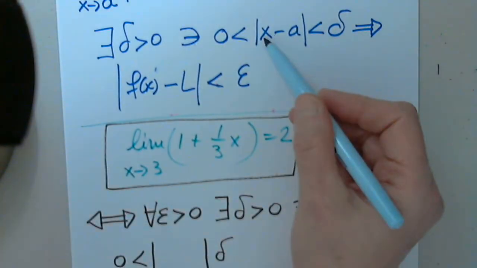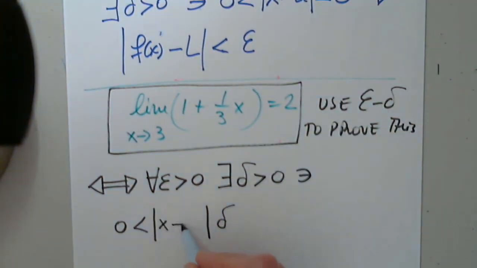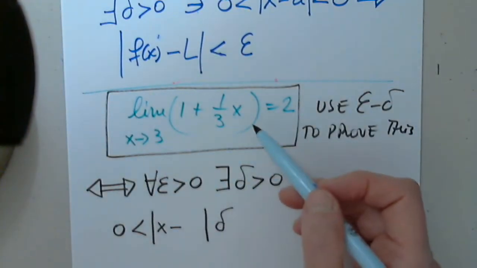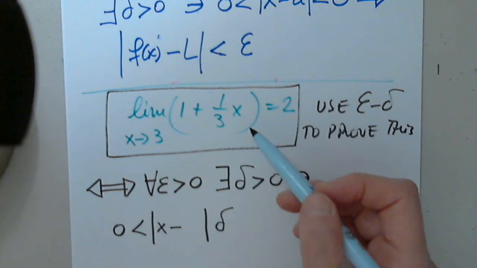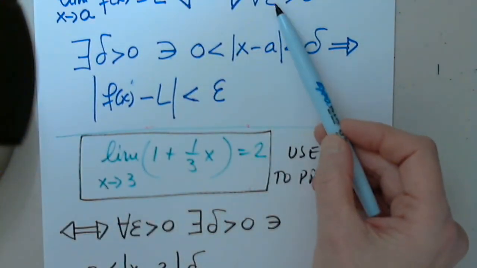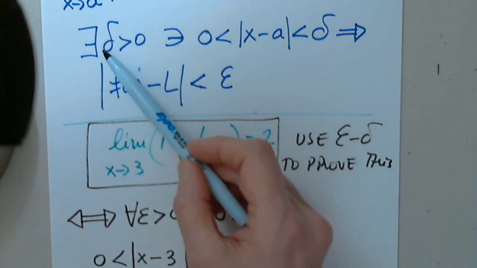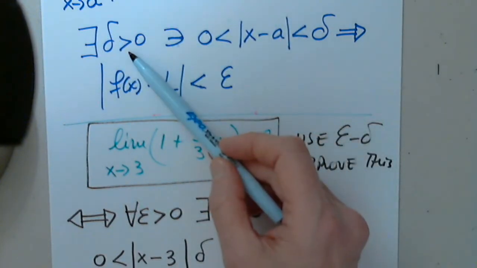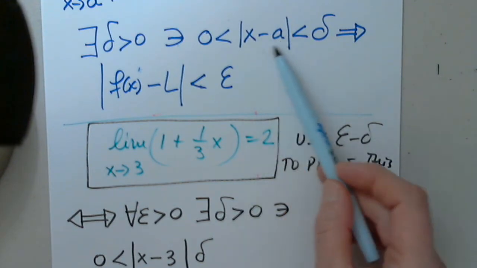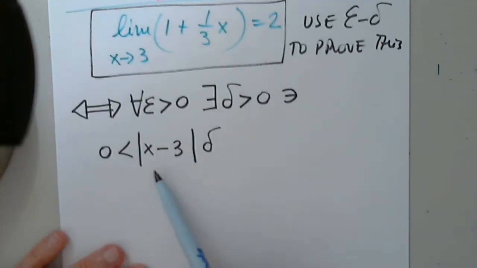Of course, it has to be x. It has to be minus. But what is our a in this problem? 3. Of course. Excellent. So I wrote for every epsilon positive, I will find a corresponding delta positive, such that every time I pick x close to a, so that the distance is less than delta.